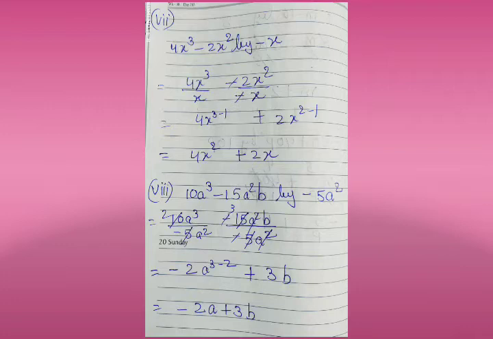Next, 10a to the power 3 minus 15a square b by minus 5a square. So 10a to the power 3 divided by minus 5a square, then minus 15a square b divided by minus 5a square. So 5 2s are 10. So minus 2a to the power 3 minus 2. Again minus and minus cancel. 5 3s are 15. So plus 3b. And so the answer will be minus 2a plus 3b.